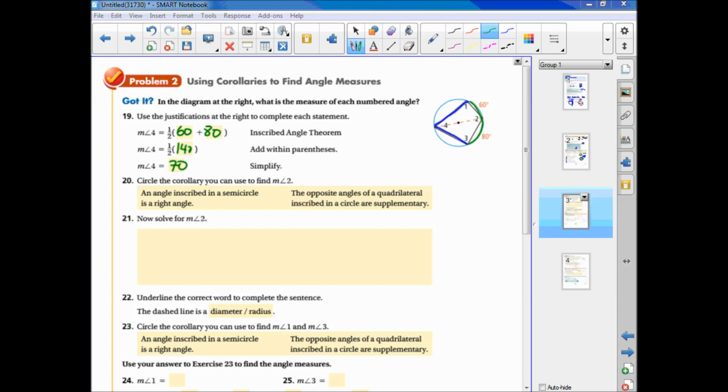Circle the corollary you can use to help you find the measure of angle 2. Let's see. There's a quadrilateral formed in here. We can see it really easily.